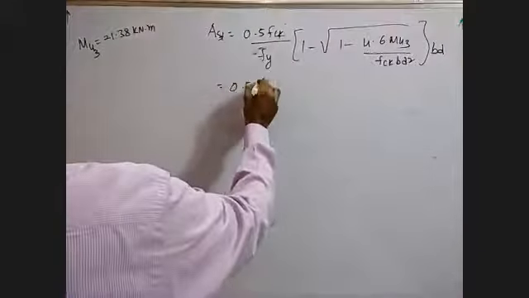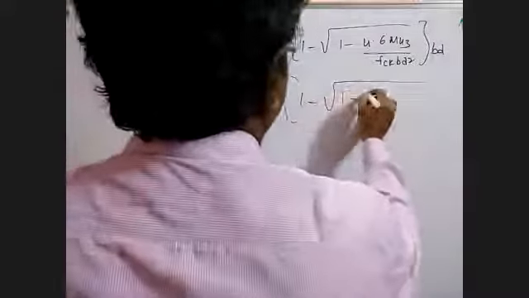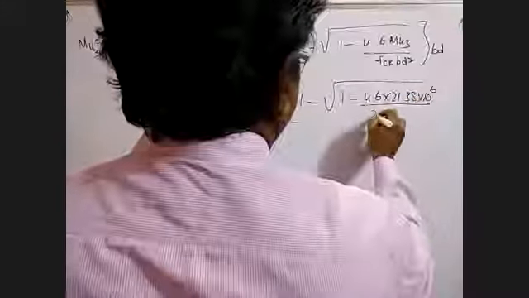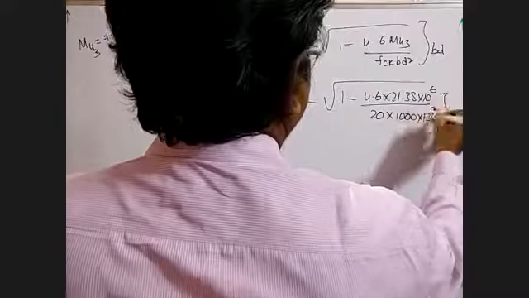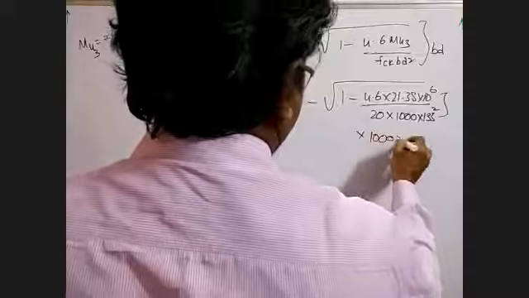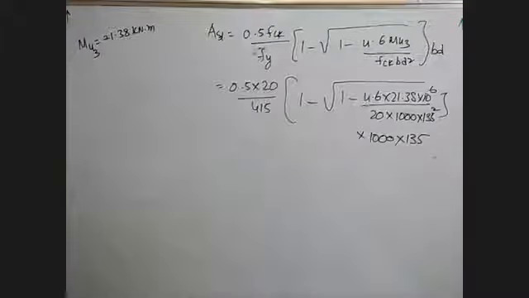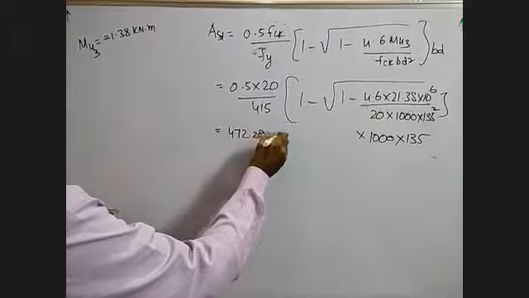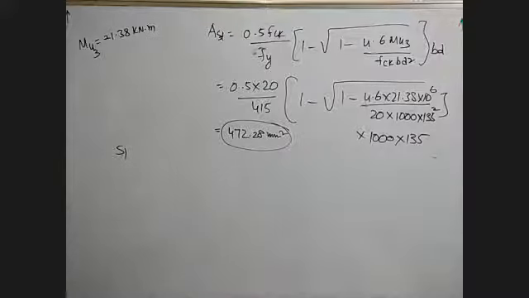So substitute the values here. Into V is 1000, D is 135. 1 meter width తీసుకున్నాడు V అనేది. So now you'll get DST is 472. Now again you have to calculate the spacing. మళ్ళీ ఇంకోసారి రెండోసారి spacing.